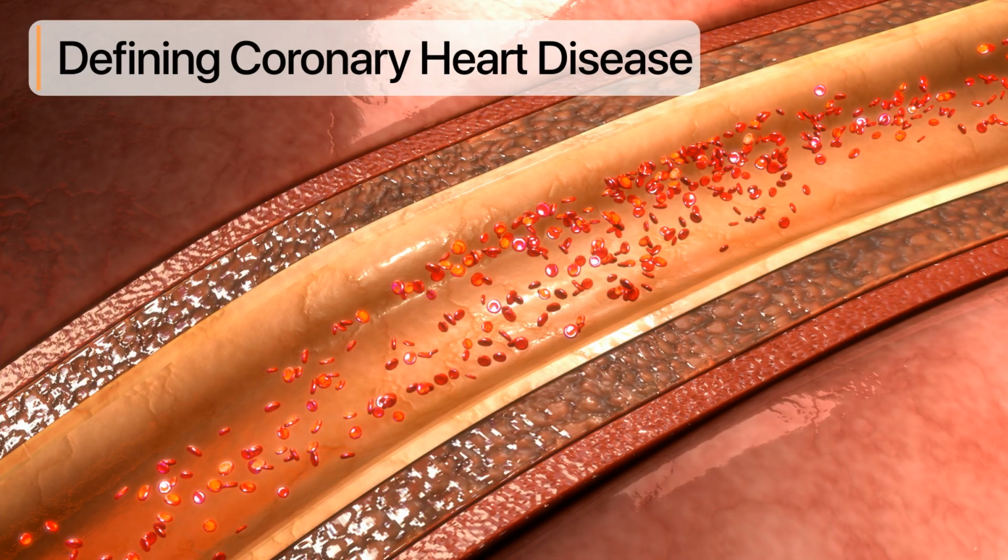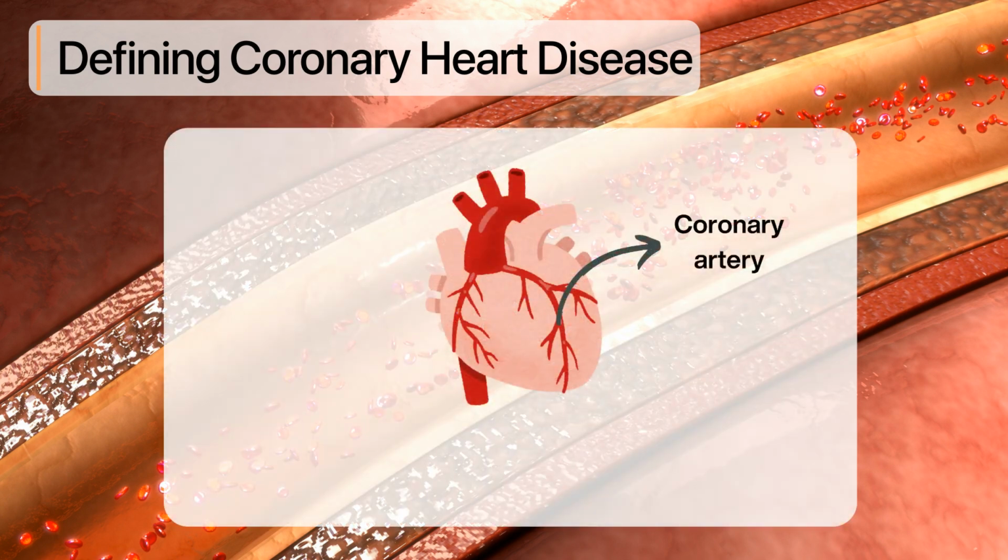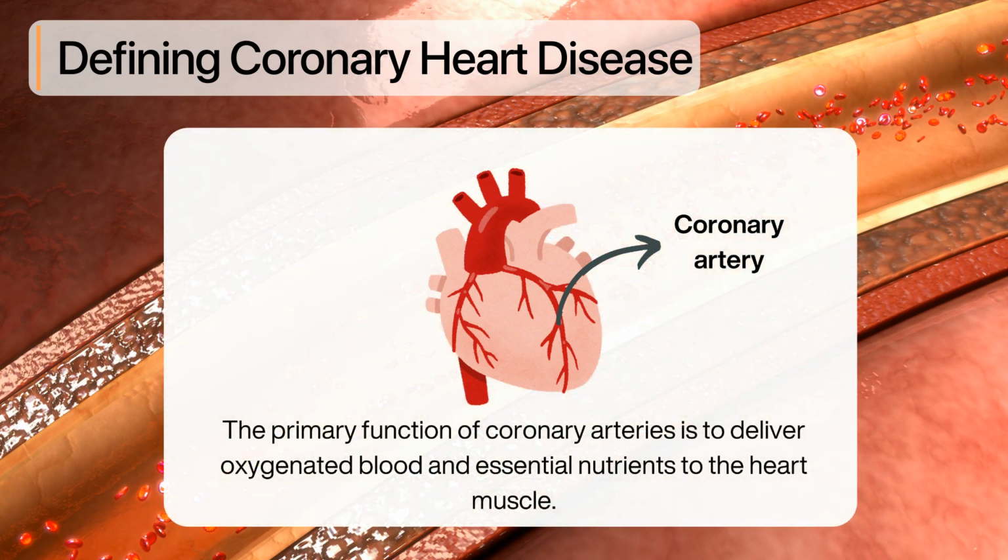The heart itself receives its blood supply via the coronary arteries. These arteries branch off from the aorta, the largest artery that is found in the body. Coronary arteries sit on the outside surface of the heart. The primary function of the coronary arteries is to deliver oxygenated blood, as well as essential nutrients, to the heart muscle.